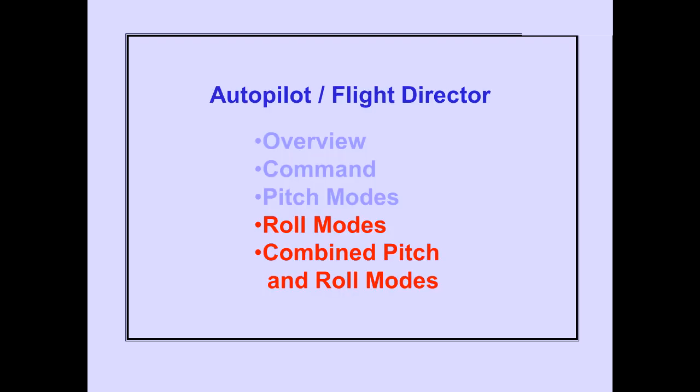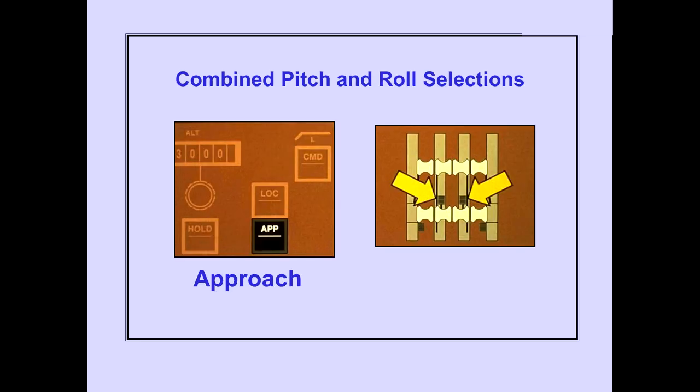Now let's discuss the combined pitch and roll modes. The combined pitch and roll mode selections are approach and takeoff go-around, or TOGA. First, let's discuss the approach selection.